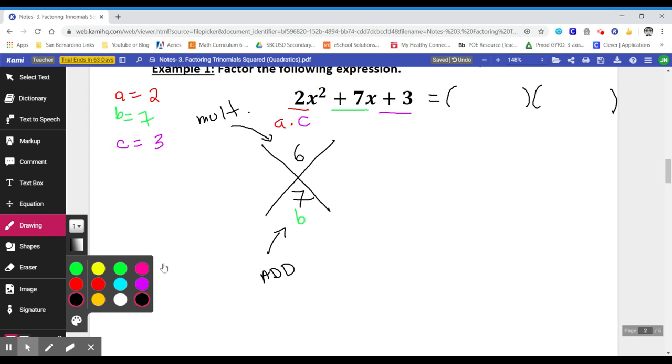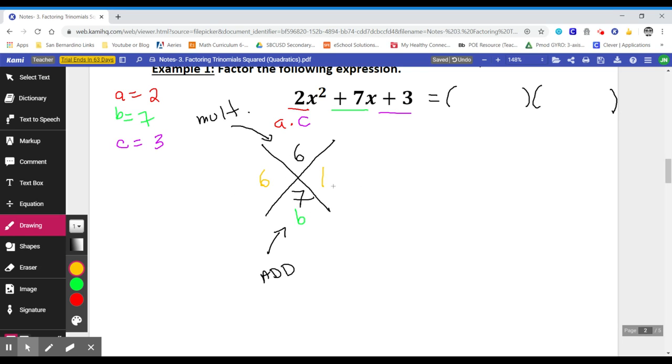Some of you guys already figured that out. The combination would be the numbers 6 times 1. Why? Because 6 times 1 would give me the product of 6, but 6 plus 1 would add up to 7. So like I said, this is the hard part. You're going to need to know your multiplication tables very well, because you're going to need to figure out the combination of numbers that work for both of these.